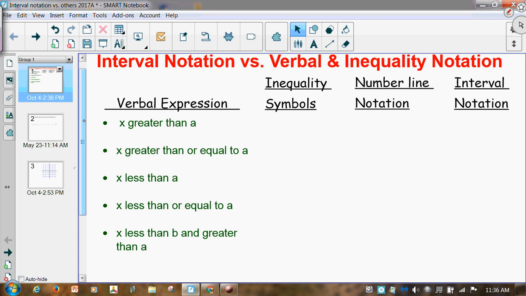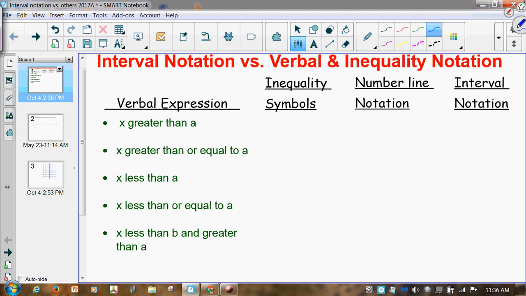So on the left here, I've got the verbal expression of x greater than a, x greater than or equal to a, x less than a, x less than or equal to a, and then a combination. There are several possible combinations, but we'll just illustrate one here, x less than b and greater than a. Okay, so the inequality symbol that you're probably already familiar with, let's use blue.